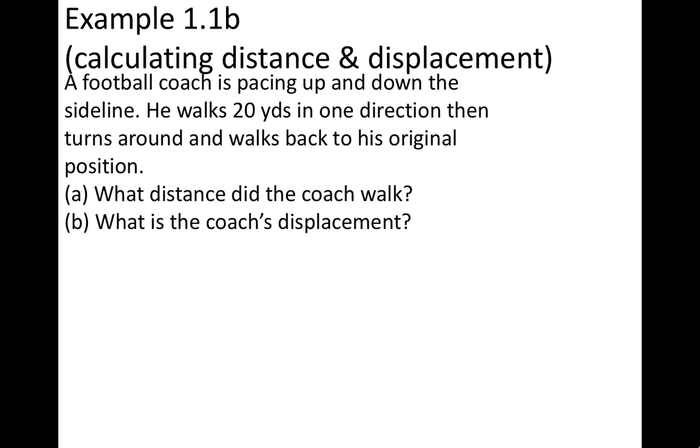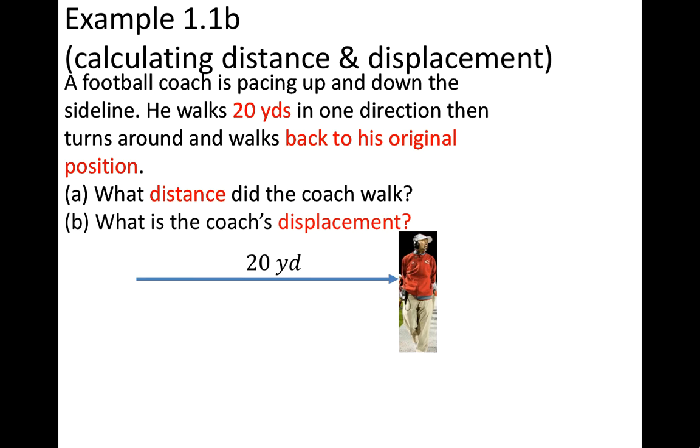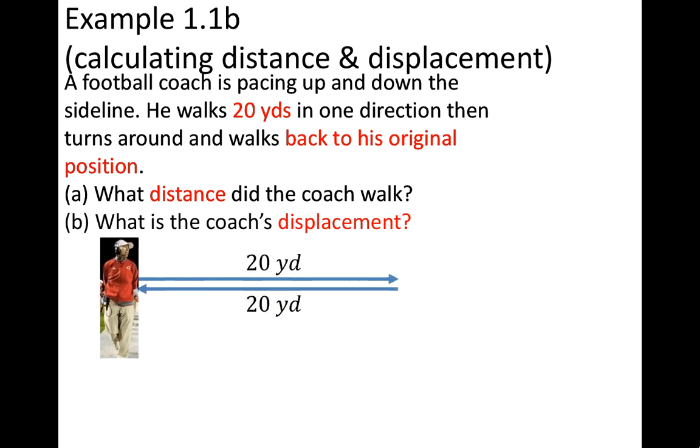When reading a physics problem, it's very useful to start by finding what important information is described in the problem. And I'll highlight this information in red. It can also be useful to draw a diagram that represents what's going on in the problem. Here we have our football coach, and he walks 20 yards in one direction. He turns around and walks back to his original direction.